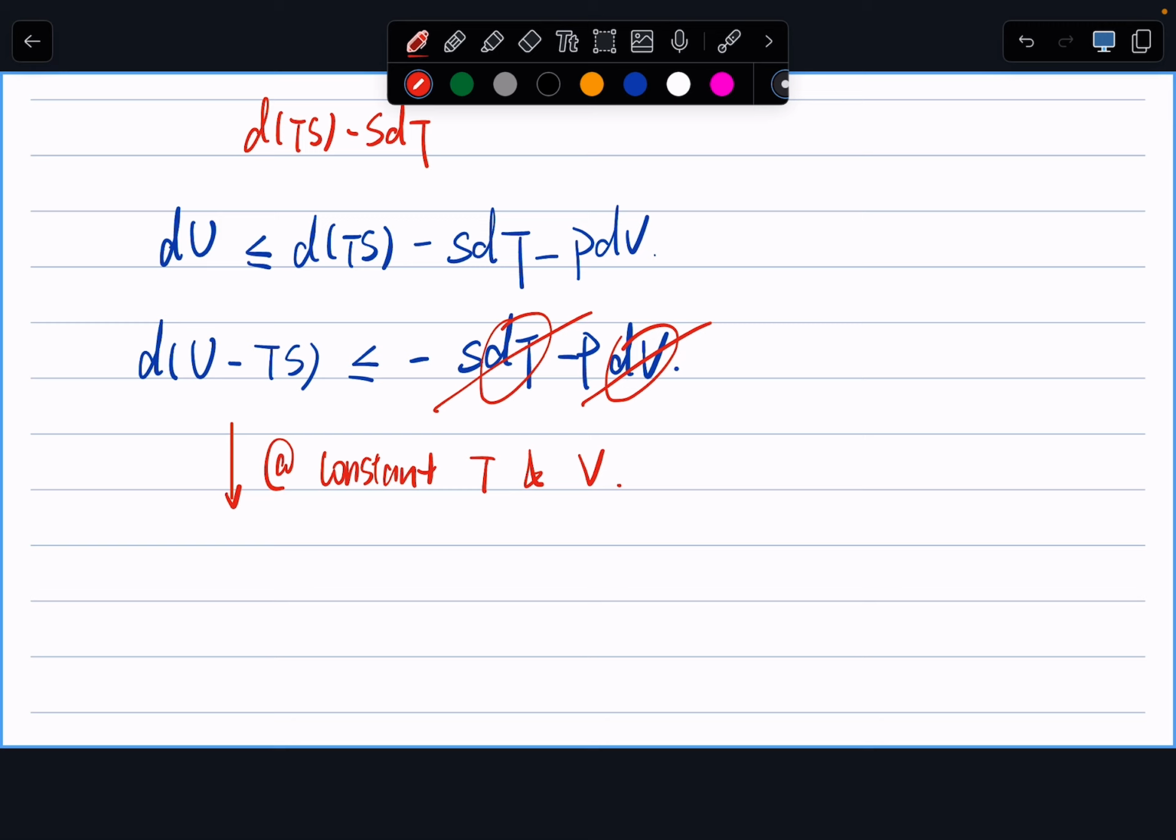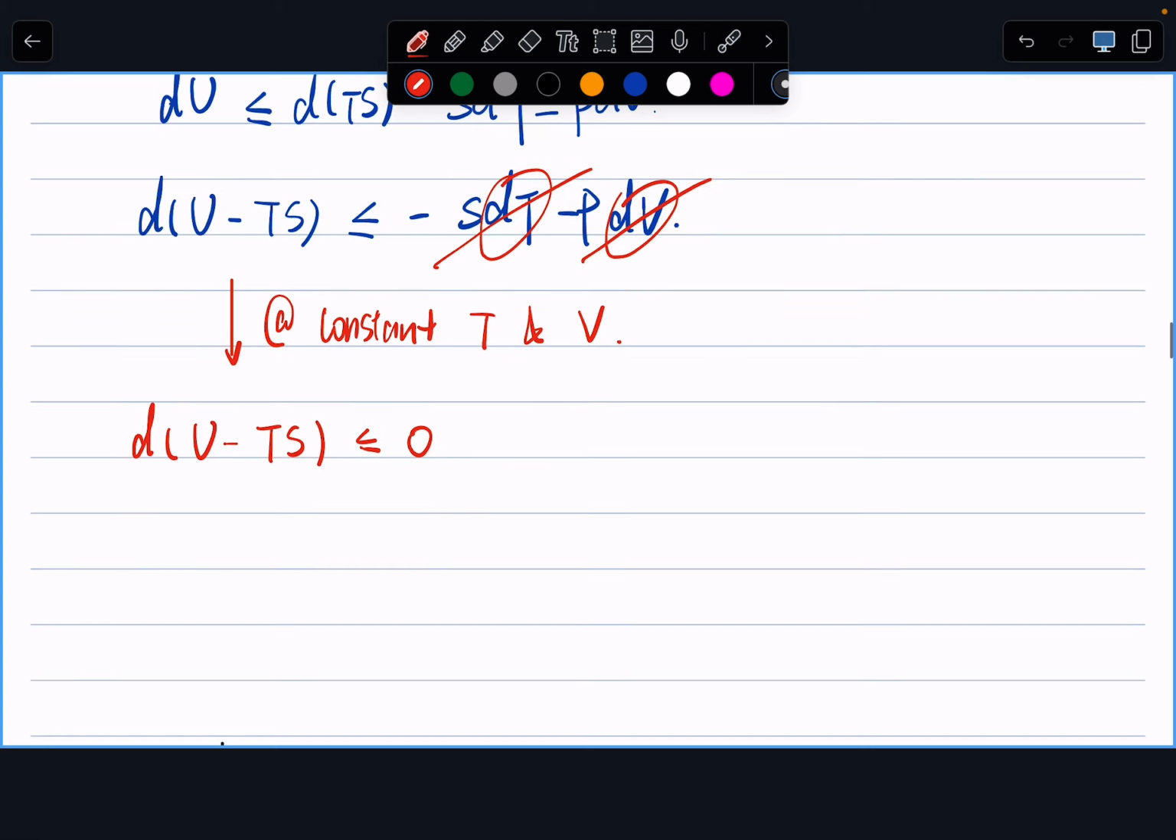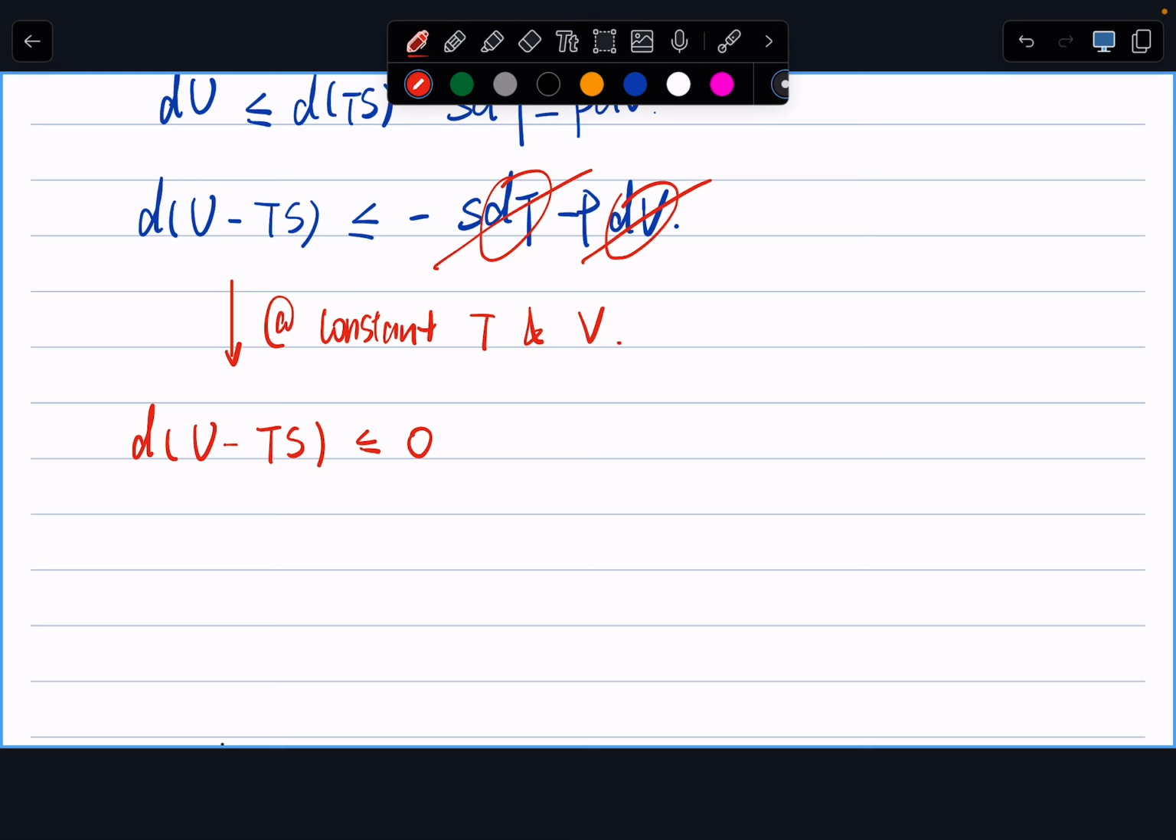So for this case, on the left-hand side, we got what we want, which is a function defined by U minus TS. This is going to always be less than or equal to 0 for any constant TV processes in a closed system, thermal and mechanical equilibrium, PV work only, but reactions taking place. Or the other way to put it is the justification of material equilibrium at constant T and V is this one, the d(U minus TS) equals 0 at material equilibrium.